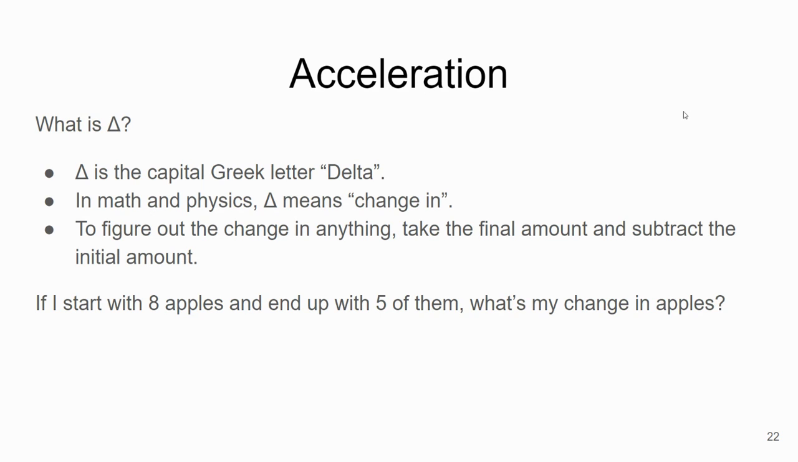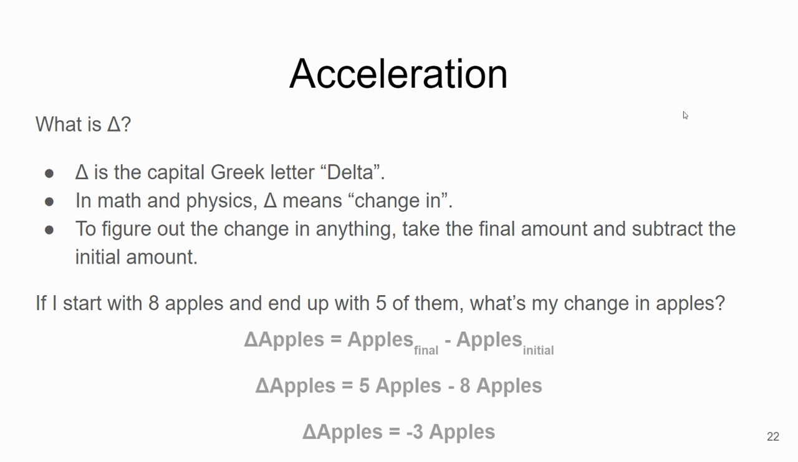So if I start with 8 apples and I end up with 5 apples, what is my delta apples? So delta apples is equal to apples final minus apples initial. So 5 apples minus 8 apples. And you get minus 3 apples is delta apples. And the minus would be important in this case. You will goof with the math if you try to plug in plus 3 apples, if this were part of a problem.